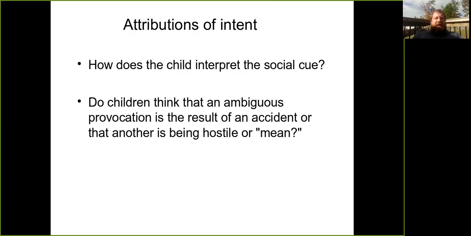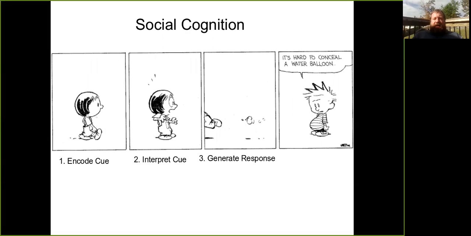Or maybe your friend was throwing you the ball and didn't know you were going to turn around, and it just happened to hit you in the back of the head. So we can make this a more easygoing sort of interpretation, or a more aggressive kind of interpretation. And once we generate the cue, this is just a depiction here. She encodes the cue and interprets what it means, and then she has to generate a response.